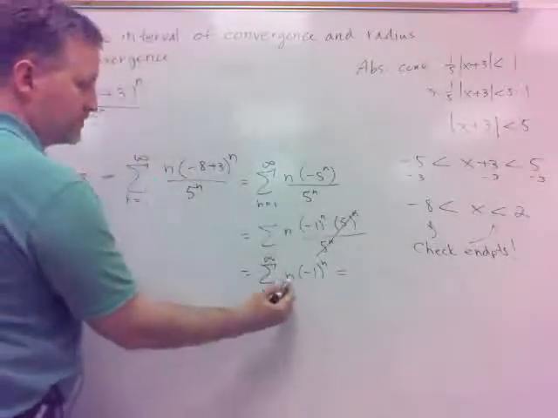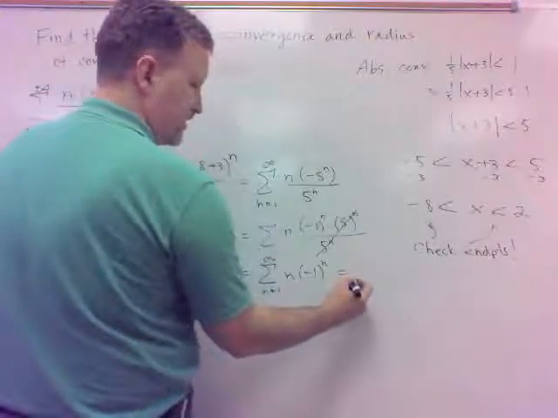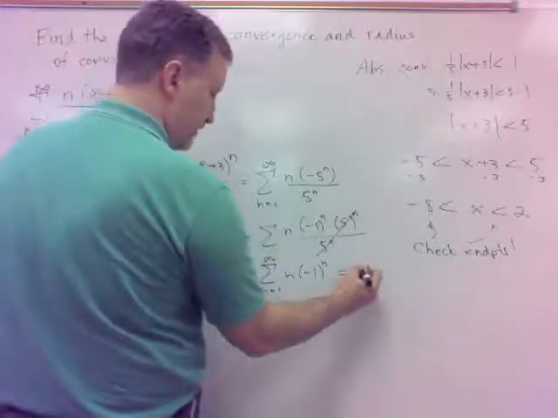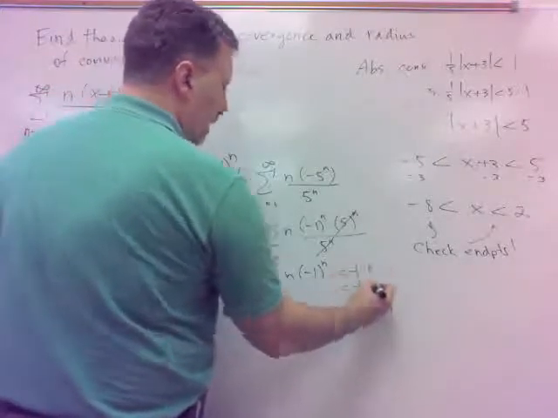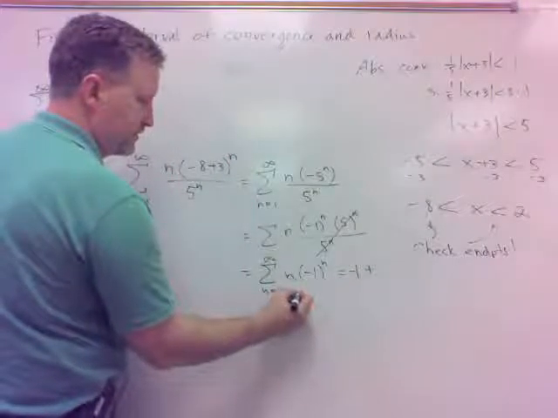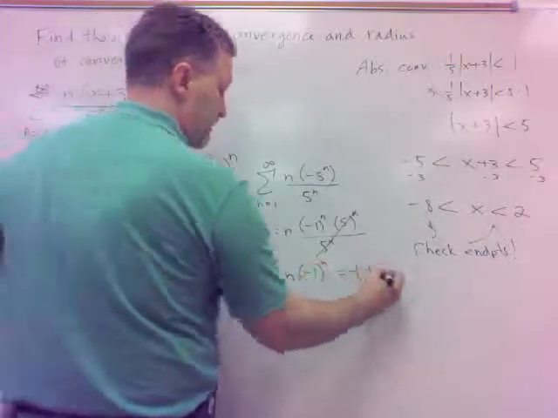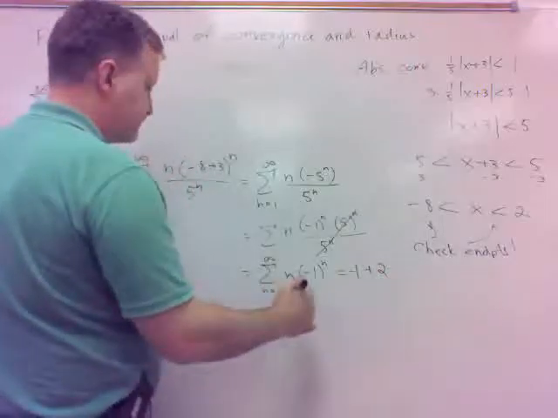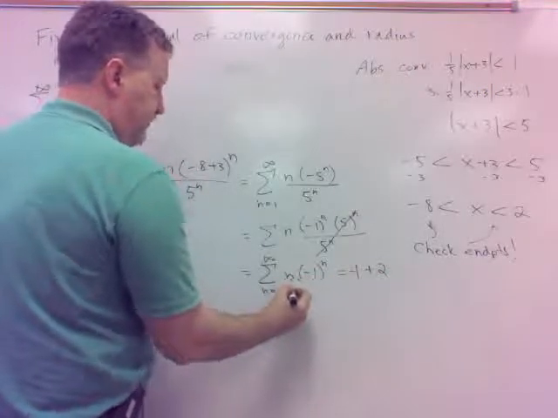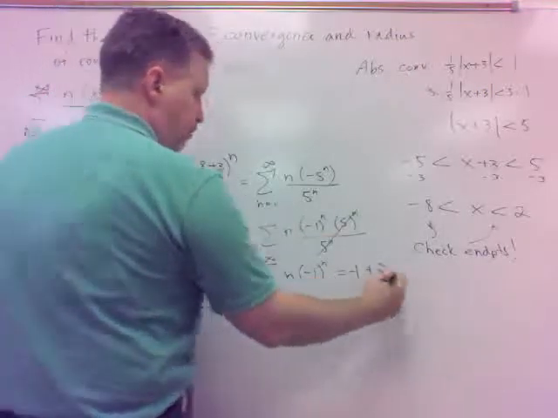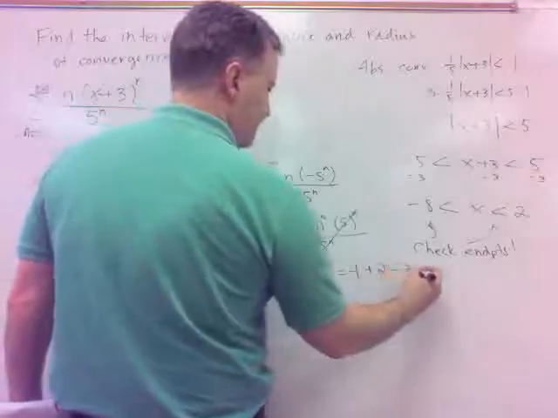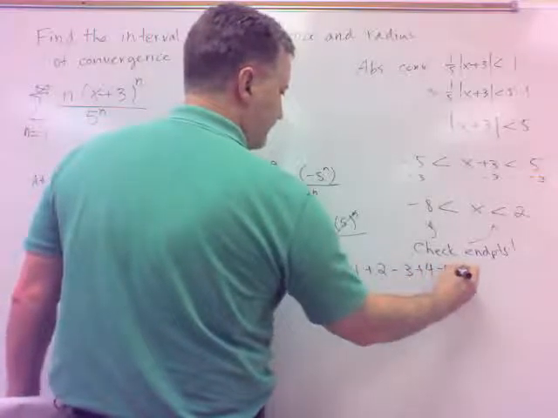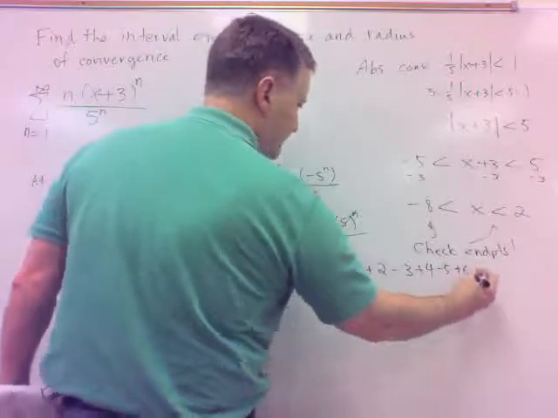All right, so n equals 1. Let's just look at it term by term. The first term is 1 times negative 1, so it would be negative 1. The second term would be 2 times negative 1 squared, so it would be positive 2. The third term would be 3 times negative 1, which is negative 3. Then 4, negative 5, 6. You get the idea.